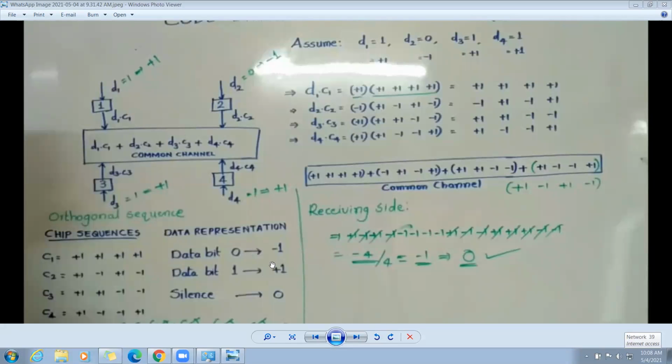At the receiving side, we need to extract D1's data. We need to extract D2's data. The data is combined: D1 plus D2 plus D3 plus D4.